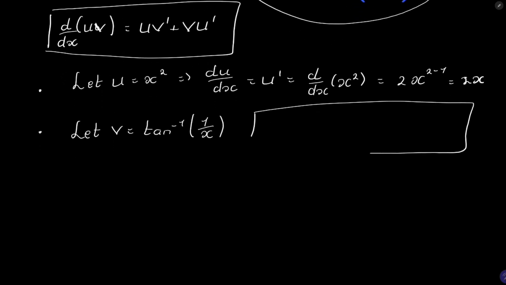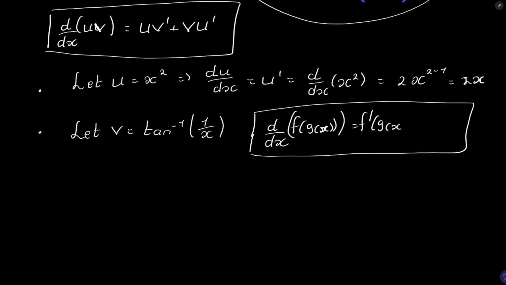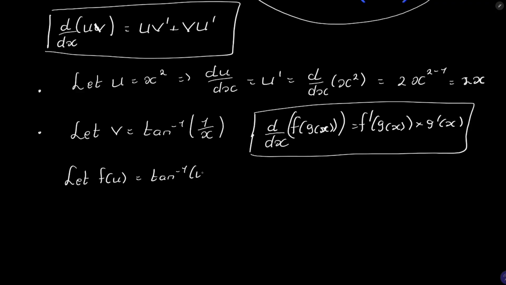Recalling, the chain rule tells us that the derivative with respect to x of a function f of g of x is equal to f prime of g of x times g prime of x. So first of all, what is our f prime? Our f is the external function tan inverse, and the inner function g of x is 1 on x. So we'll say let f of u be equal to tan inverse of u.